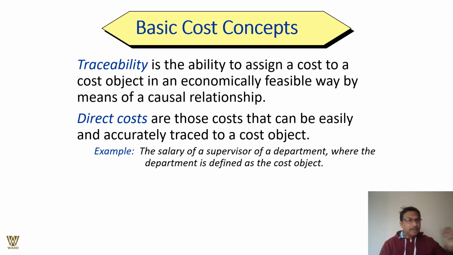Traceability. This is the footprint that we are looking to ascertain. Traceability is the ability to assign a cost to a cost object in an economically feasible way by means of a causal relationship. A direct cost is a cost that can be easily and accurately traced to a cost object. For example, the salary of a supervisor of a department, where the department is defined as the cost object.